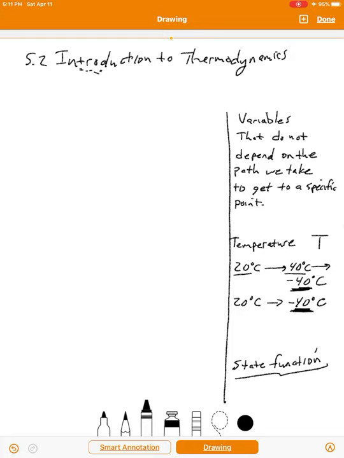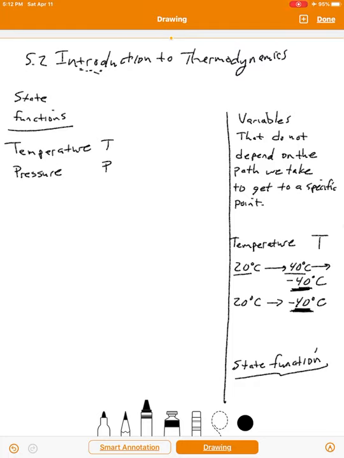But it turns out it's an important issue when we talk about thermodynamics. Okay? So I'm going to make a little list here of what are called state functions. And again, these are variables that do not depend on the path we take to get there. So temperature is one of them. Another one is pressure, and we're going to use the symbol P for that. So it doesn't matter what the history of the pressure was. It could have been 10% less yesterday or 10% more yesterday. The pressure today is what it is, and it doesn't matter what it was before.